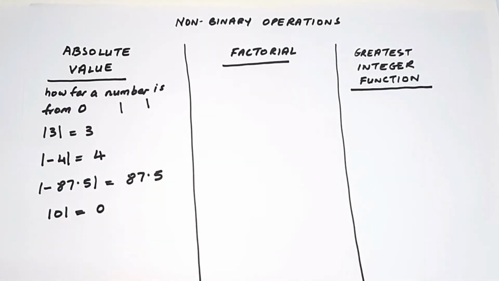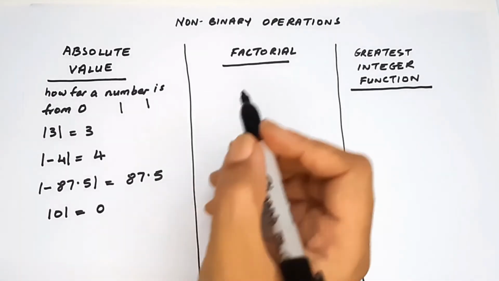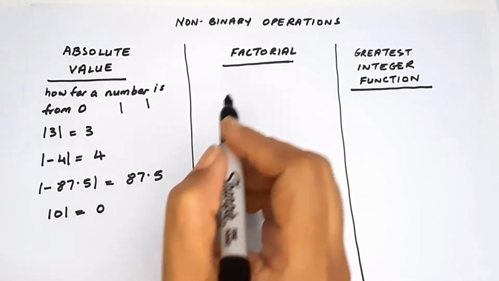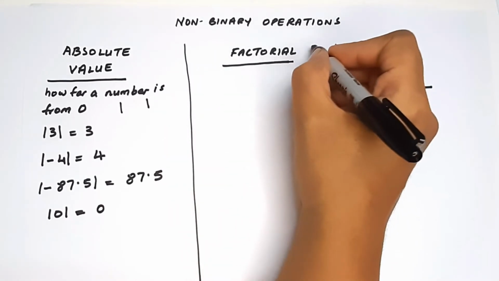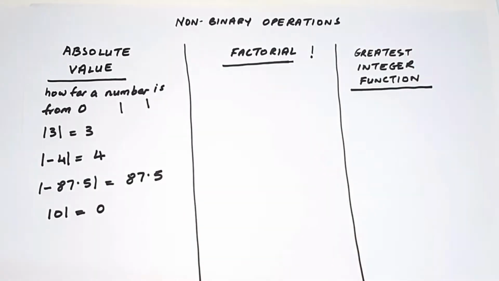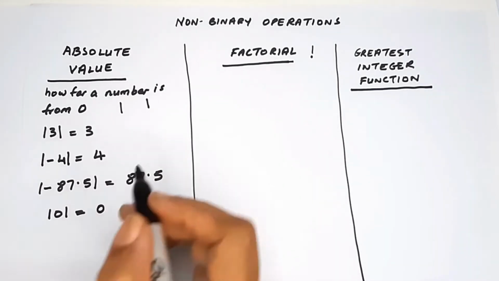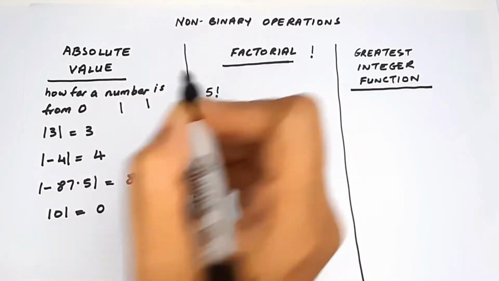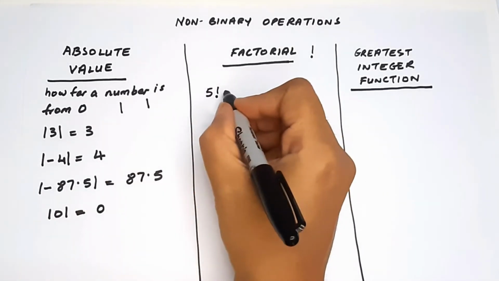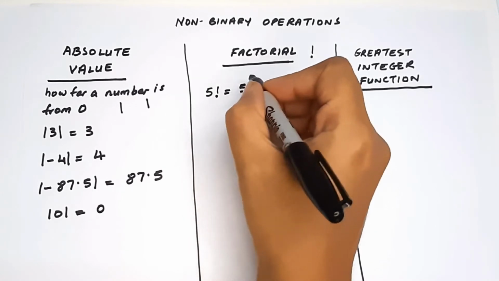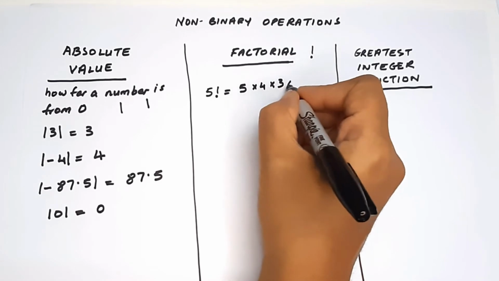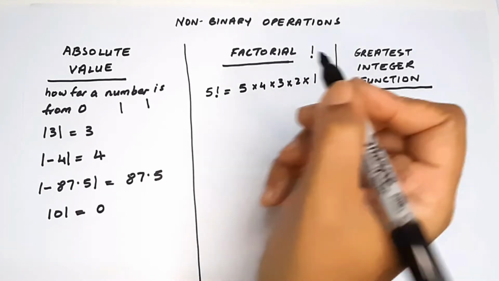Next, we come to factorial. Factorial is very easy. It takes in one number, that's why it's called non-binary, and it is represented by an exclamation mark. All right, this is a very easy topic. Let's find the factorial of 5. This is how we write factorial. It is actually equal to all the numbers less than 5: 5 times 4 times 3 times 2 times 1.